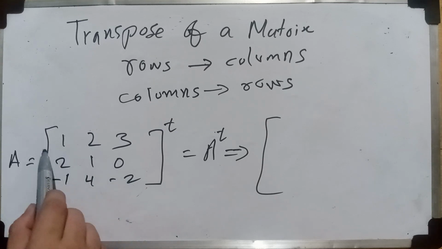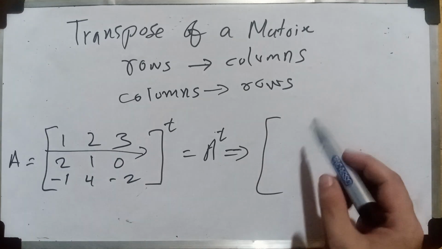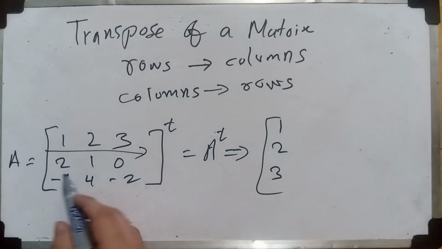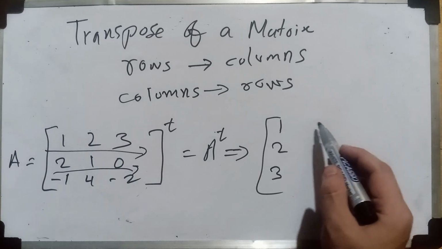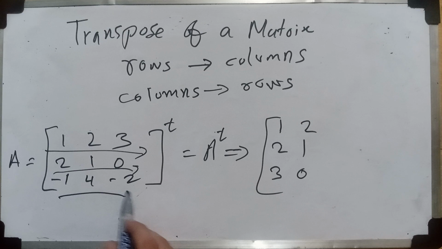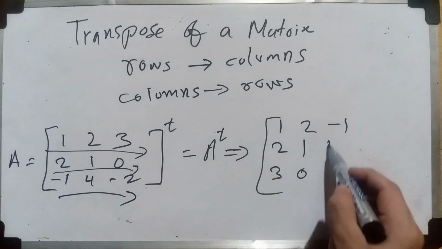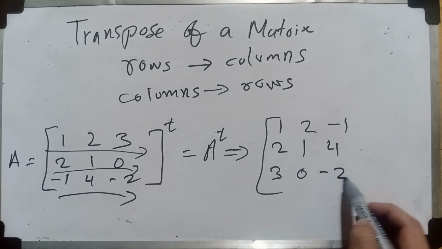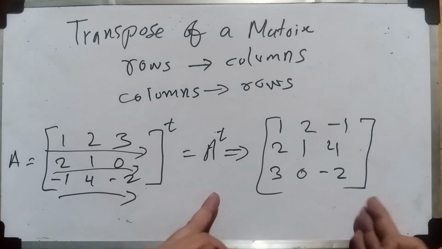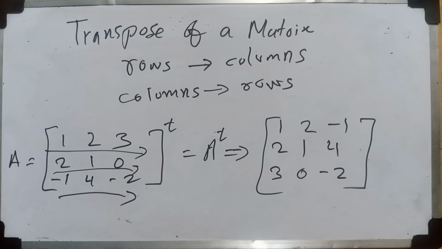So let's see. I'm going to take this row here and turn it into a column. Now I'm going to take the second row here and turn it into a column. And now I'm going to take the last row here and turn it into a column. As you can see, this has turned a matrix into the transpose of that matrix. So hope it's understandable. Let's move on.